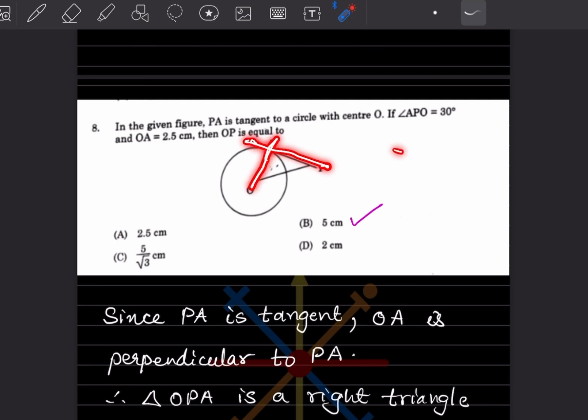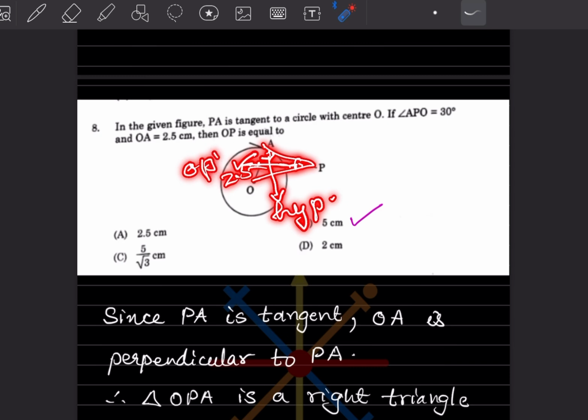See here, whenever tangent comes, it should be like this. So this OA is perpendicular to PA, we can say. So triangle OPA is a right triangle. Now it is given, and we know this side, that is 2.5. And this is the angle given. Whenever this is 90 degree, this is going to be the hypotenuse. And this will be the opposite side. And we have to find out OP.